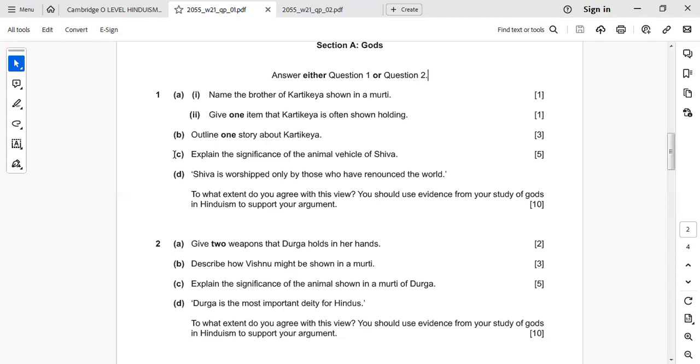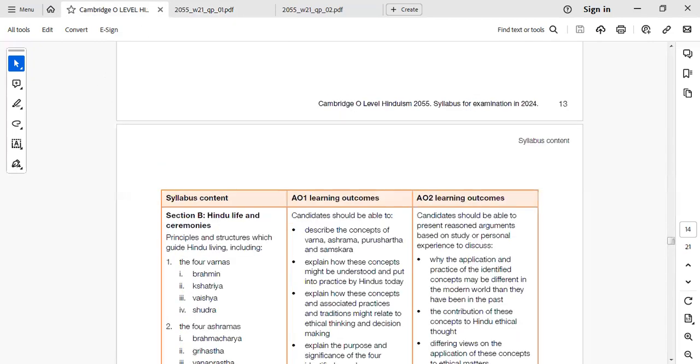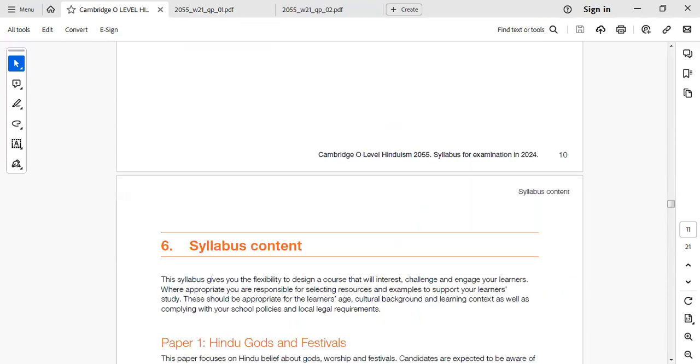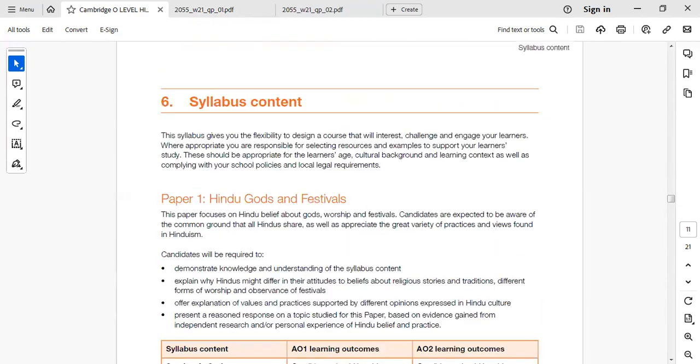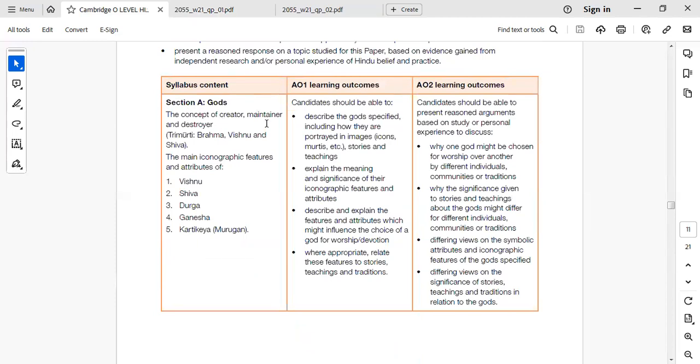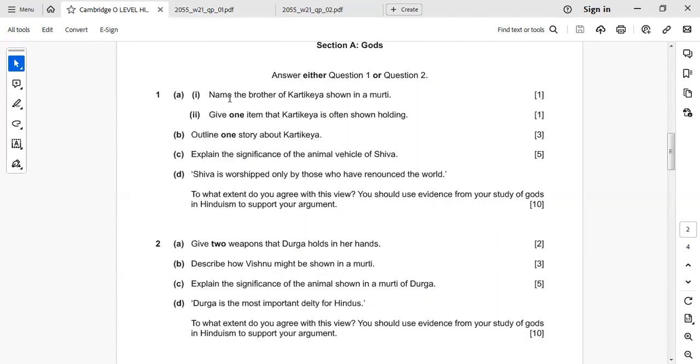So you choose here. If you remember, in paper 1, section A, we have the gods: the Trinity, Vishnu, Shiv, Durga, Ganesh, and Kartikeya. Here, question 1, we have Kartikeya, Kartikeya, Kartikeya. We have Shiv and Shiv. Question 2, we have Durga, Vishnu, Durga, Durga.